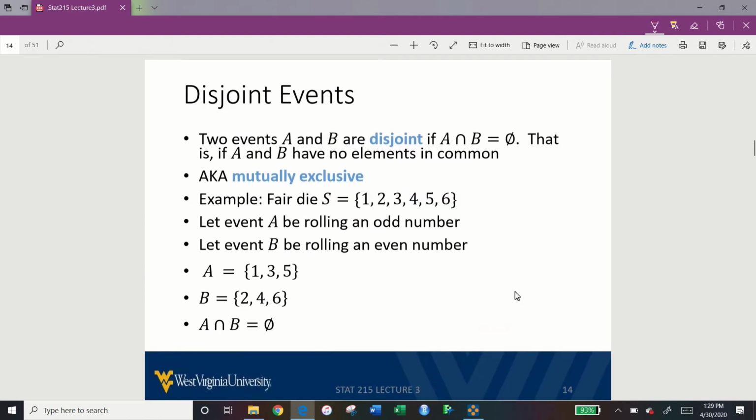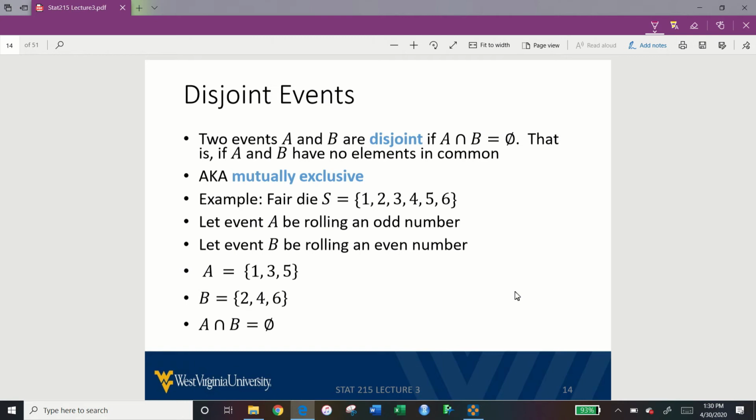Let's take a look now at disjoint events. Two events, A and B, are disjoint if the intersection of A and B equals the empty set. That is, if A and B have no elements in common. Another synonym for this is mutually exclusive. So to make an example of this using our fair die, you can recall that our sample space is 1, 2, 3, 4, 5, 6.